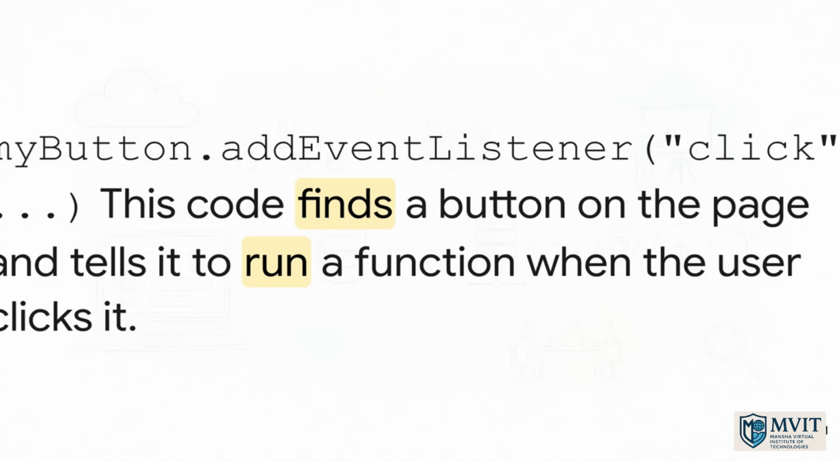And here's a quick peek at how that works. This code is basically an instruction manual. First, it tells the browser to find one specific button. Then, it attaches a listener to it. It's like putting a tiny microphone on that button. And it just waits. The instant you click it, that listener goes, aha, and triggers a function to run.